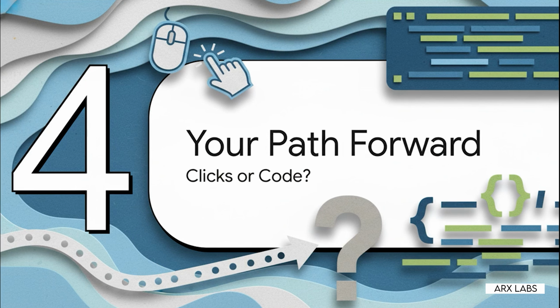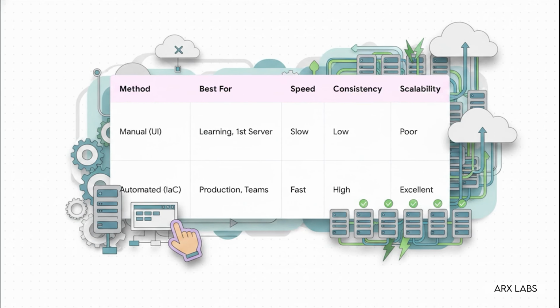Okay, so we've seen the two worlds, right? The world of clicks and the world of code. And the thing is, it's not about one being good and one being bad. It's about using the right tool for the right job. Let's just break it down one last time. That manual point-and-click method, it's awesome for learning. It's perfect for your very first server when you're just exploring. But it's slow, and it doesn't scale. But infrastructure as code, that's built for the real world, for production, for teams, for doing things over and over again. It's fast, it's consistent, and it can scale to whatever you need.